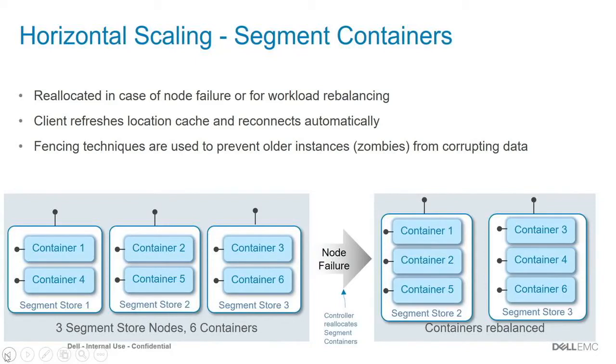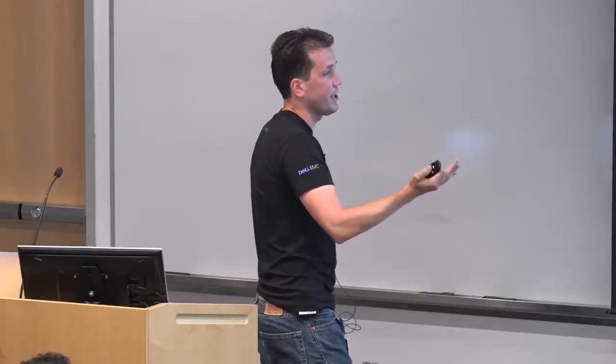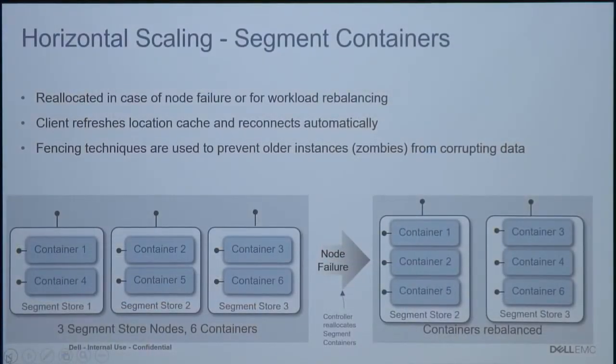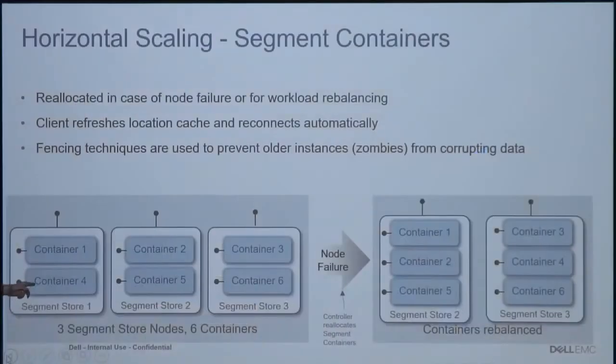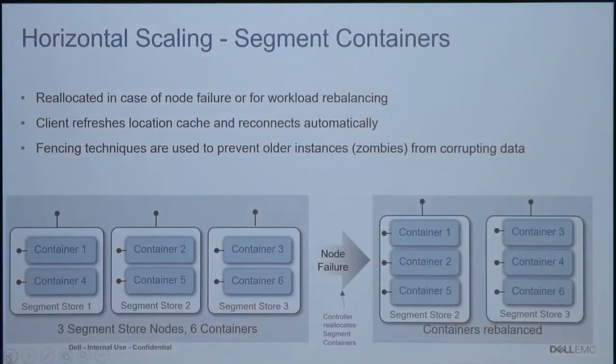So on the same topic of horizontal scaling, let's look at how the controller, which is not pictured here, does leadership election. If we have, let's say, a node failure, let's say we have three segment stores and we have six containers. So the first one, suppose it dies for whatever reason, it becomes unavailable. The controller is going to detect that and it's going to say, I need to go move container one and container four somewhere else. It still has segment store two and three available, so it's going to move one and four to one of the other ones. So it pretty much does a rebalancing.